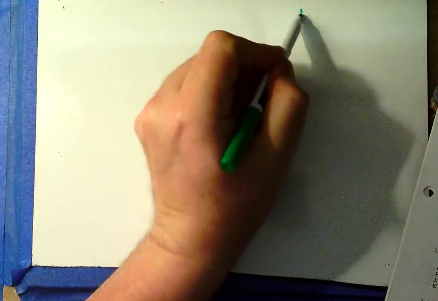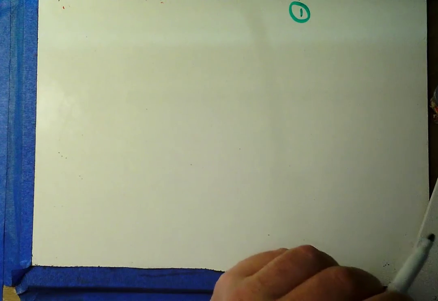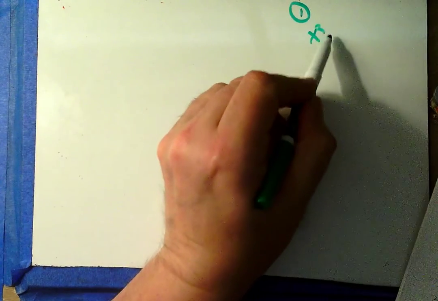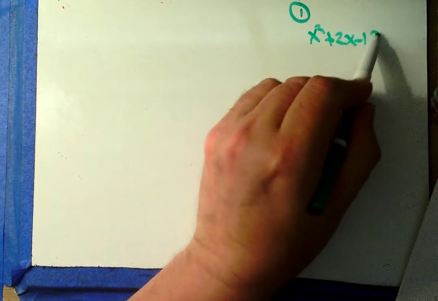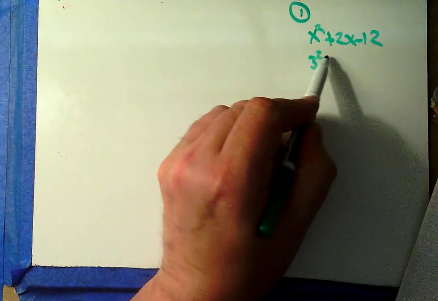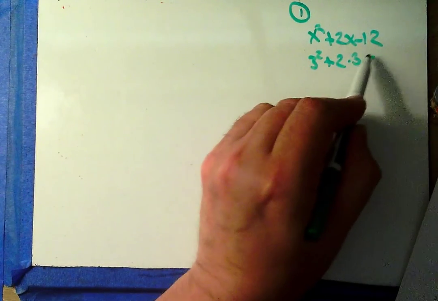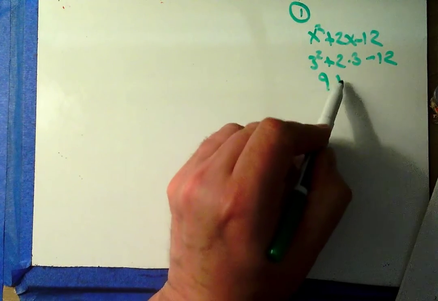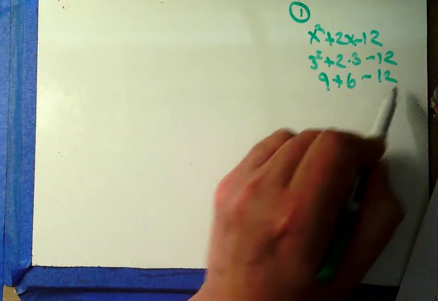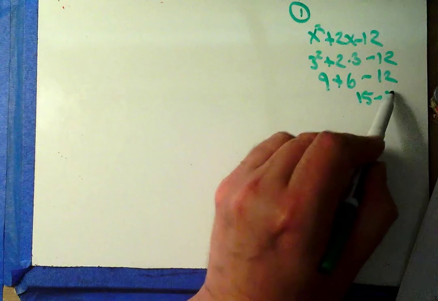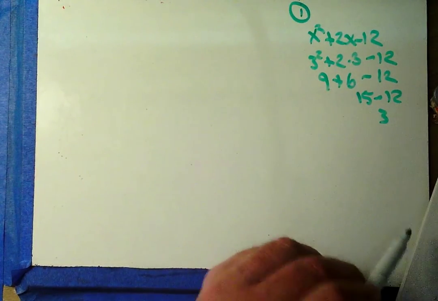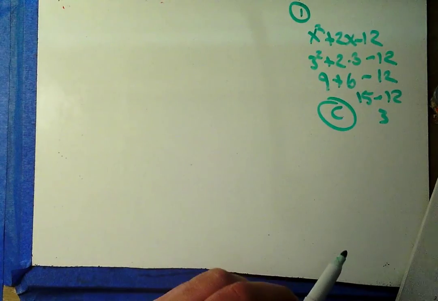Number 1, we've got if x equals 3, then x squared plus 2x minus 12 equals what? So 3 squared plus 2 times 3 minus 12. We've got 9 plus 6 minus 12. 15 minus 12 is 3. And so I think C is the answer for 1.